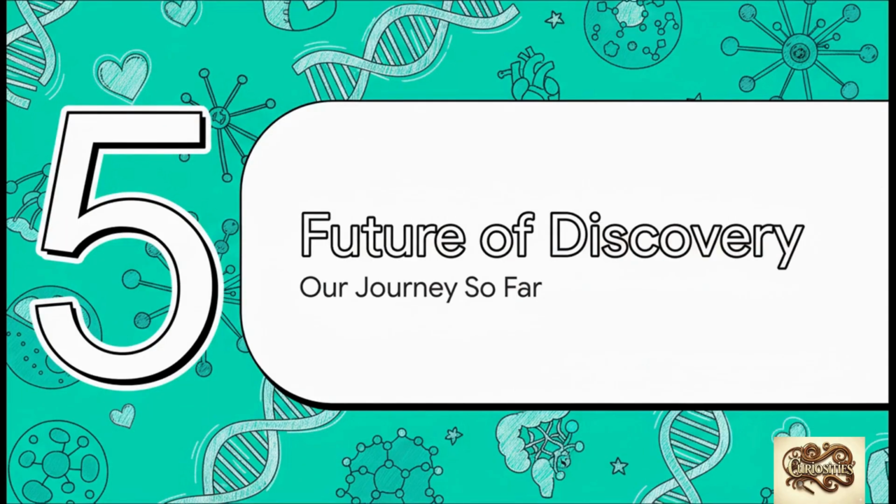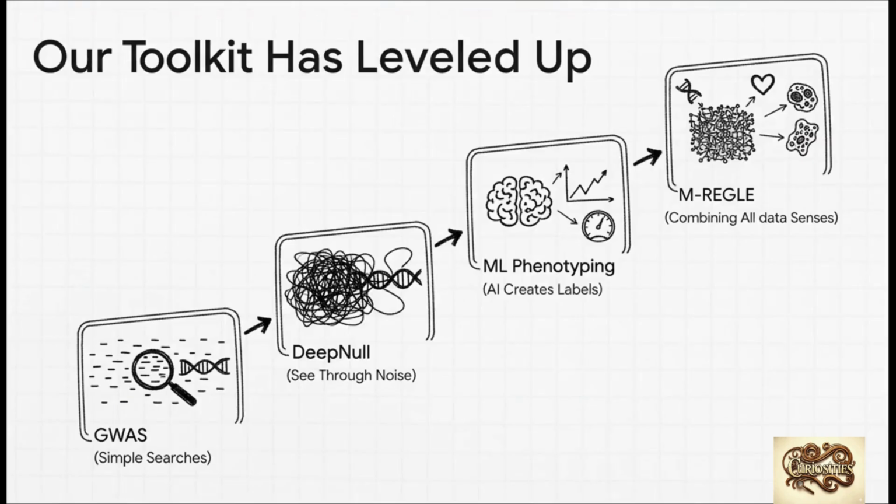So what a journey, right? We've basically watched the scientific toolkit for understanding our DNA level up again and again, with each new idea building on the one before it. I mean, think about it. We went from those early, simple searches with GWAS to getting a whole lot smarter about seeing through the biological noise with DeepNull. Then we took a huge leap and let the AI create its own, much better labels. And finally, we taught it to combine all its senses with mREGLET. Every single step has peeled back another layer of the onion, getting us closer to the real biology underneath.